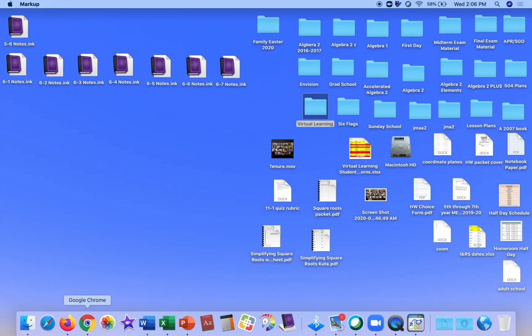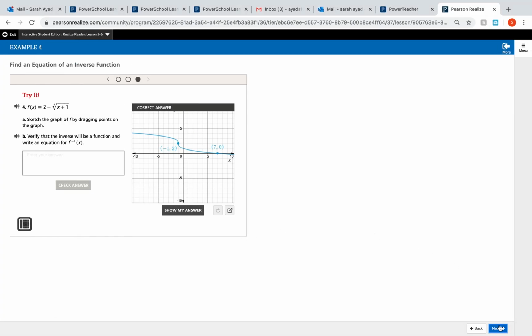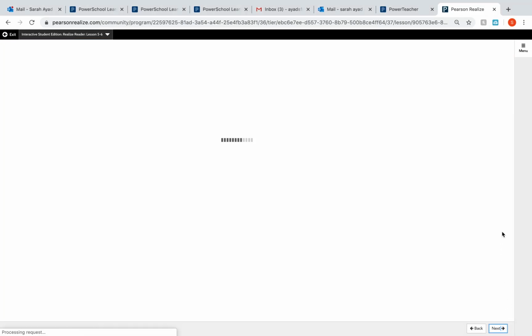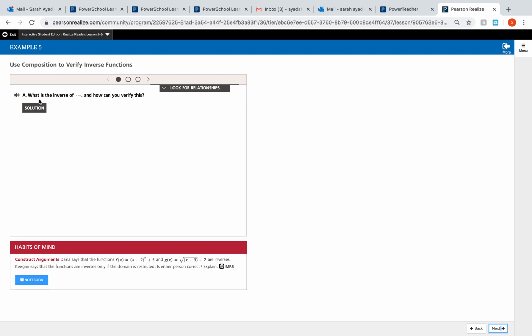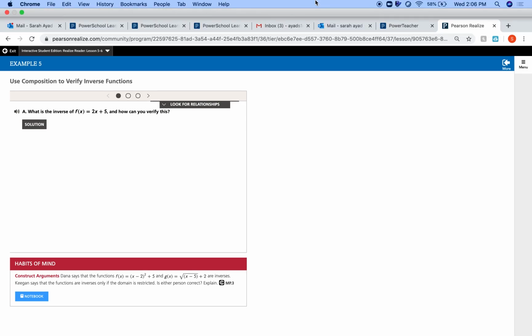All right. The last example we're going to be doing today is example 5. We are going to skip example 6 in this section. So looking at example 5, it's saying use a composition to verify inverse functions. What is the inverse of f of x equals 2x plus 5, and how can we verify this?